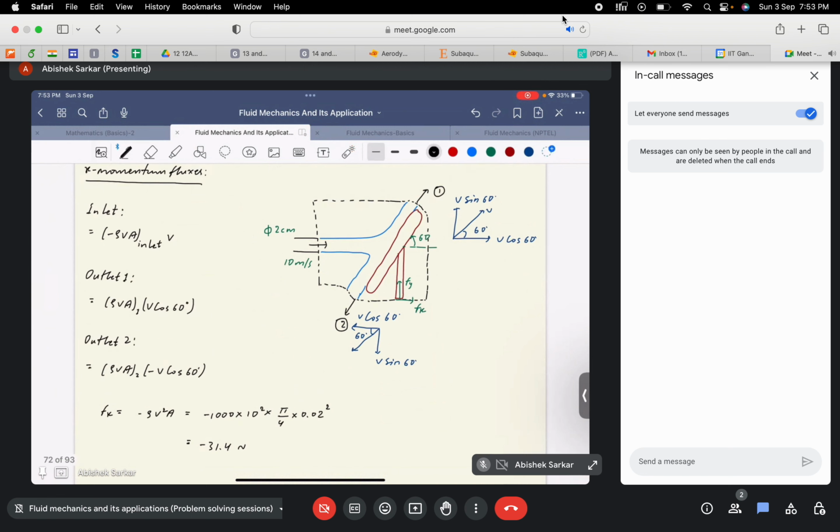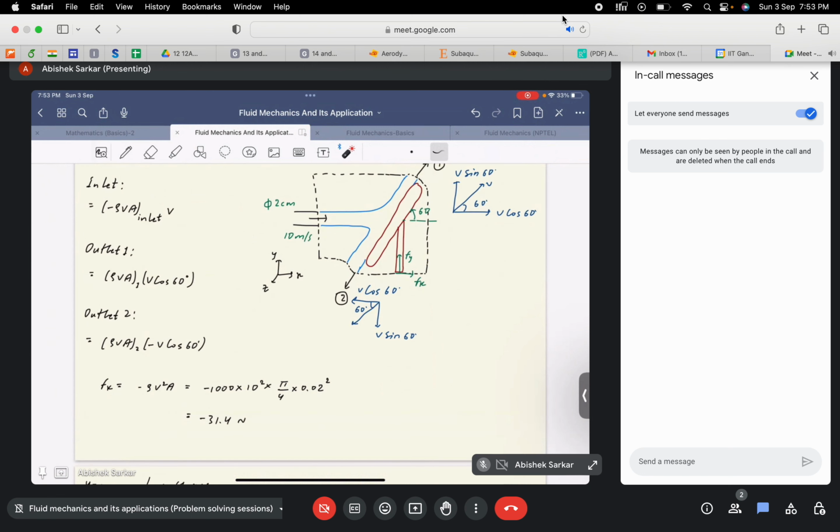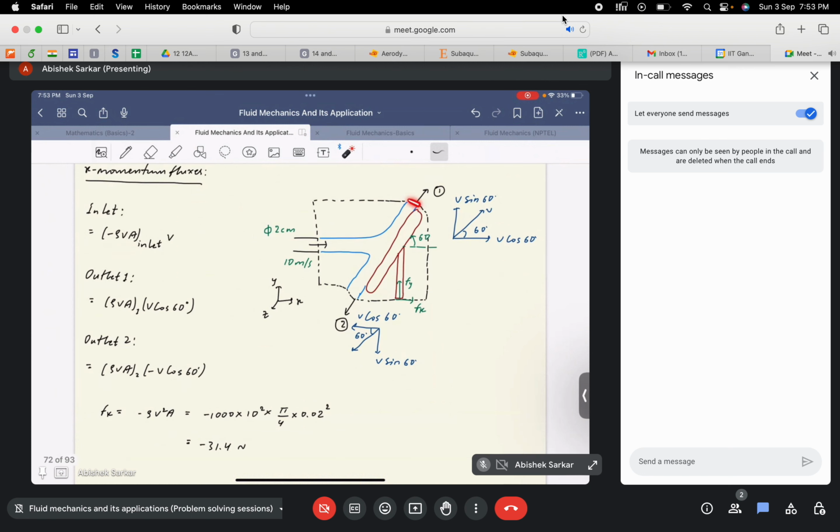Ideally, we should also draw a coordinate axis with respect to which we are doing our calculations. So this is the coordinate axis. This V is positive because we have chosen V to be in the positive x direction. At the outlet, we have the net momentum flux equal to rho V A. This would be positive because the velocity vector and the area vector are in the same direction, that is, the velocity is normal to the exit area. So this term is positive.